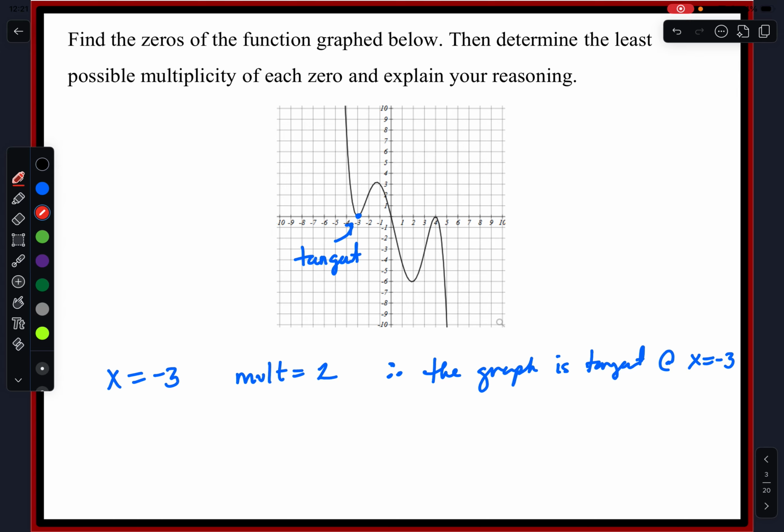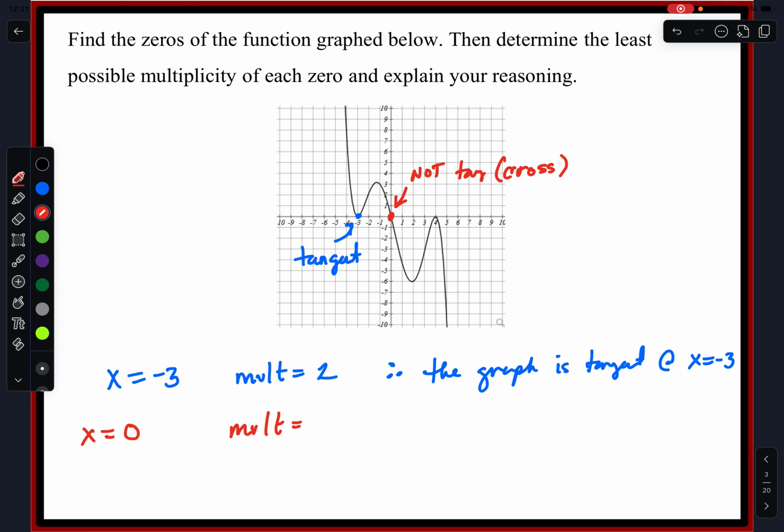Now, what about the next zero? We have another zero right here at 0. So one of our other x-intercepts is at x equal to 0. And what's the multiplicity there going to be? Well, since this is not tangent, it crosses the x-axis. Again, we're crossing the x-axis, moving from the top to below. Then the multiplicity would have to be an odd number.